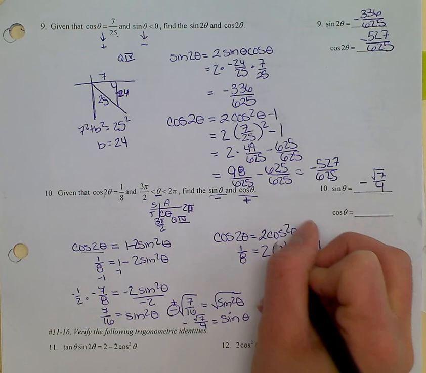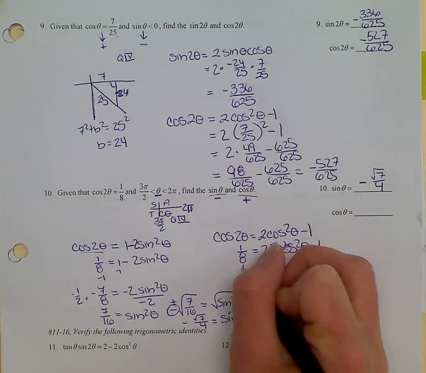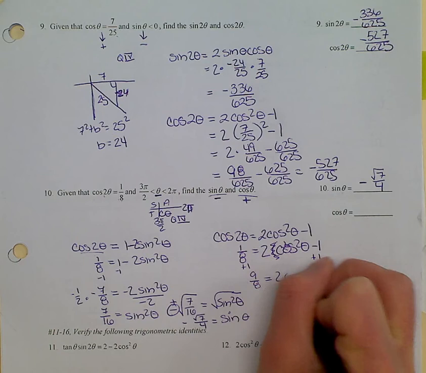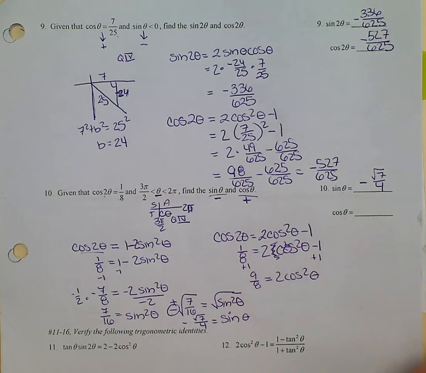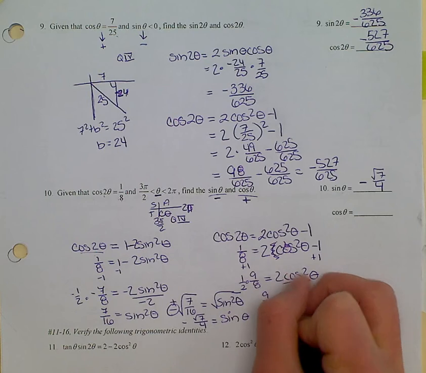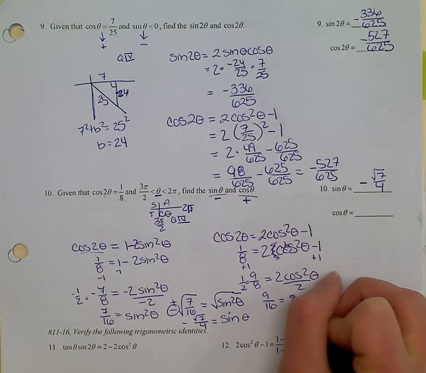You don't need that parenthesis there. So I'm going to add 1 to both sides. We get 9/8 equals 2 times the cosine squared. We divide by 2 or times by a positive 1/2. We get 9 over 16. Oops, I got rid of my 2.